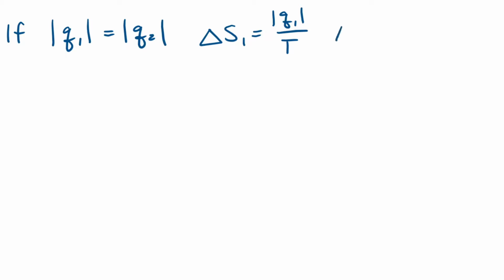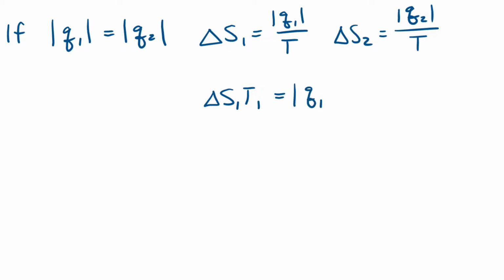To set up the situation, we say that the change in entropy of system 1 is the absolute value of the heat transferred into or out of system 1 at the temperature of system 1, and the same thing for system 2. Because the absolute values of the two heats are the same, we can say that the change of entropy of system 1 at temperature 1 is the same as the change of entropy in system 2 at temperature 2. And with a little arithmetic, we have an equation for the change in entropy of system 1.